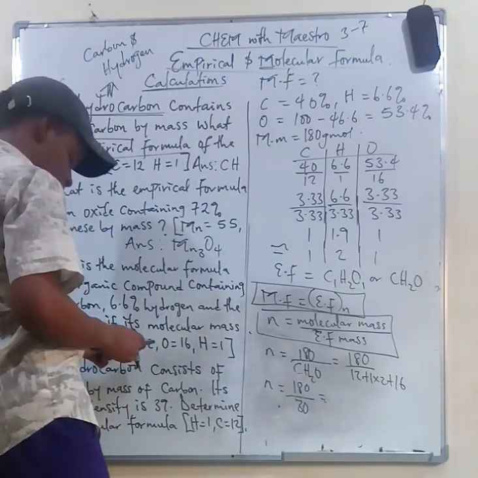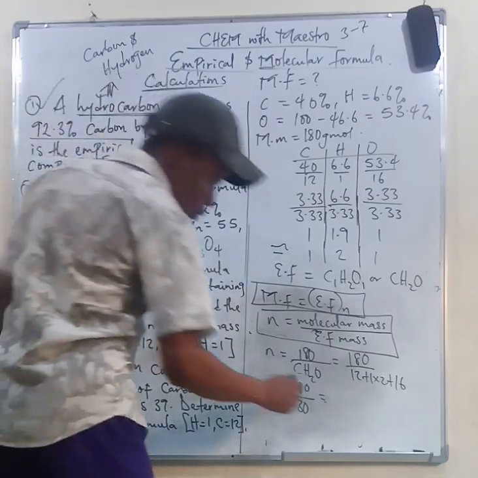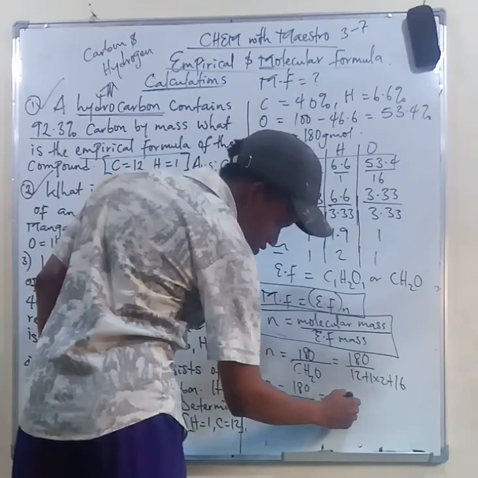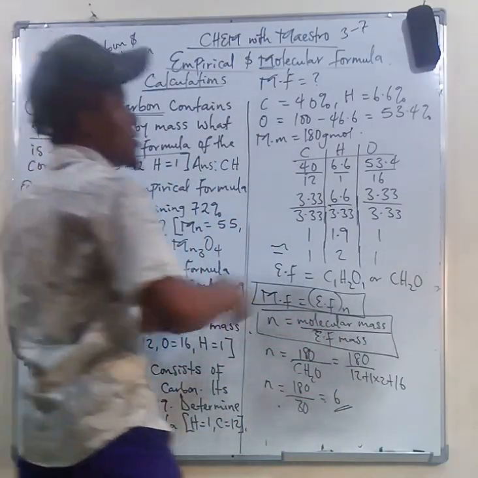So 180 divided by 30, what do we have? 6. So now our N is 6.